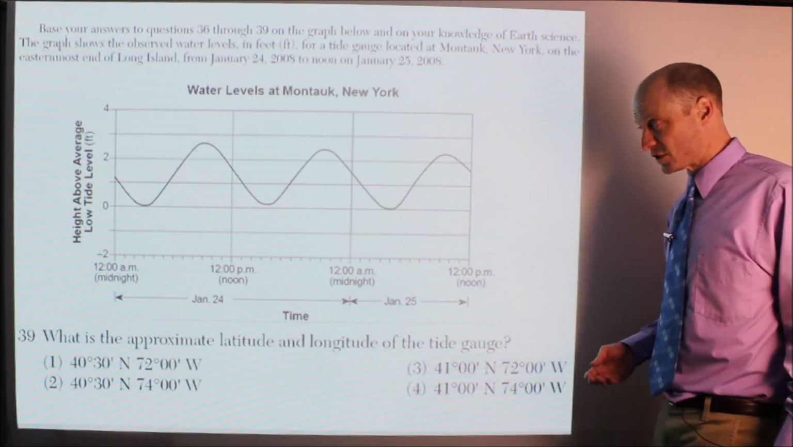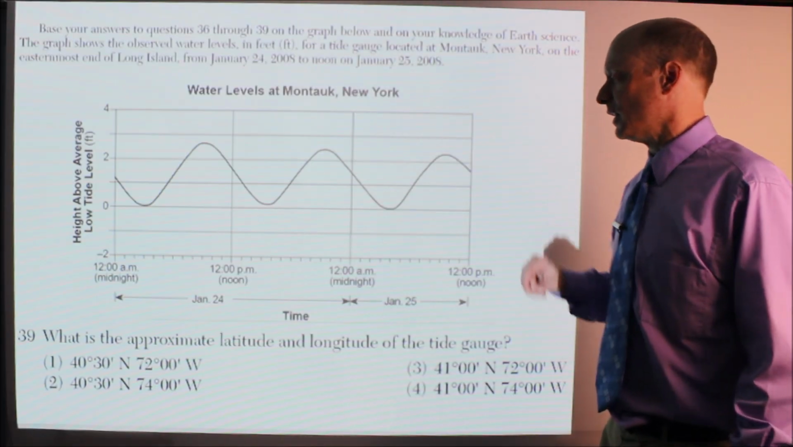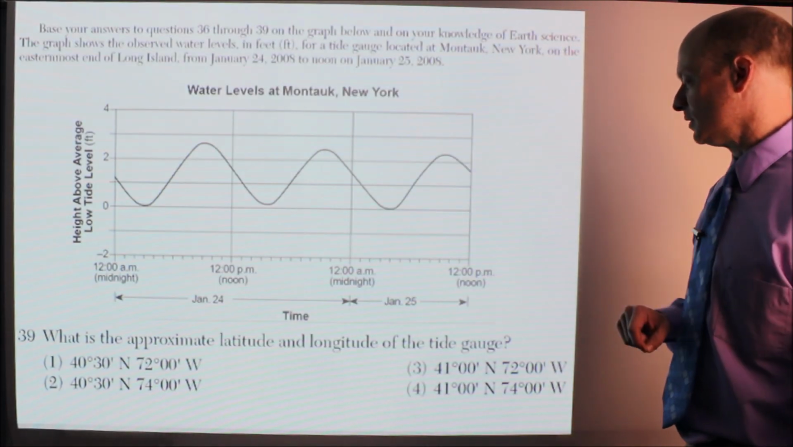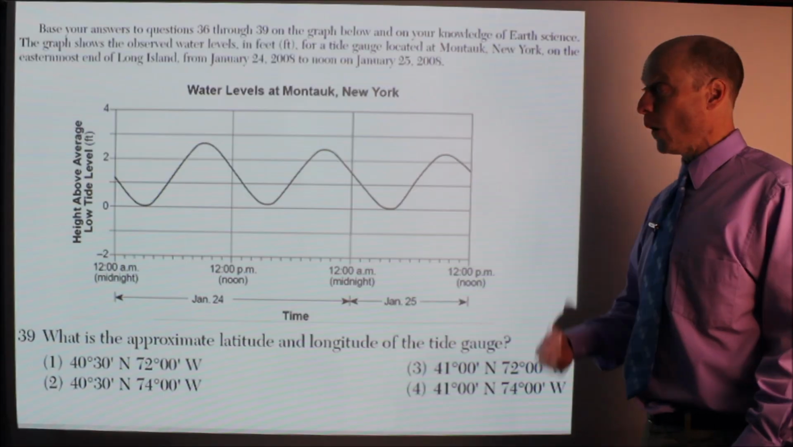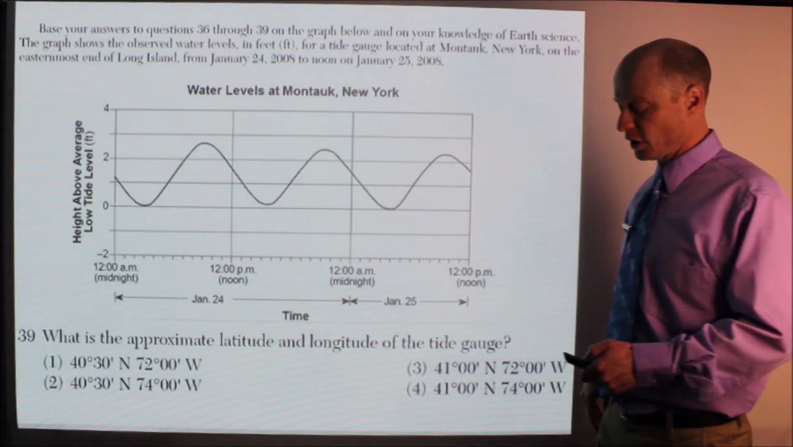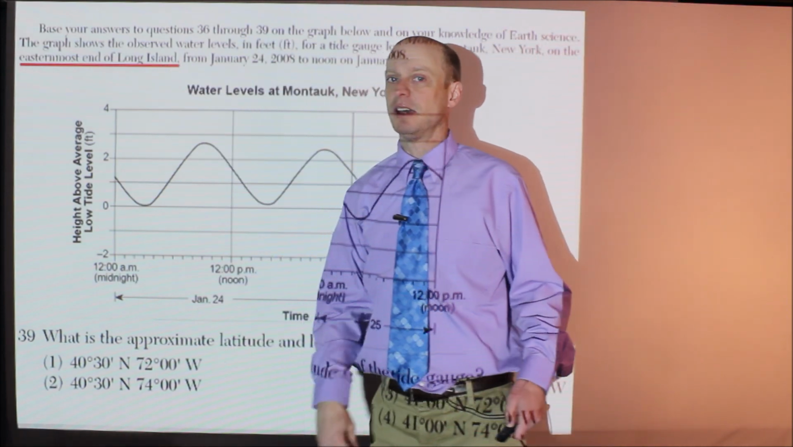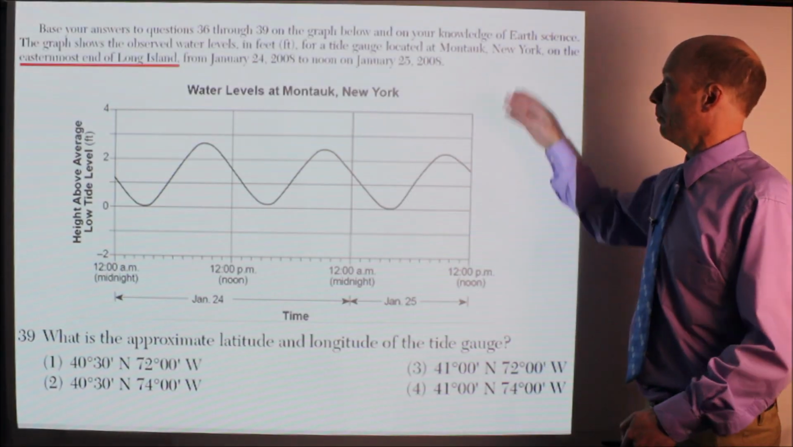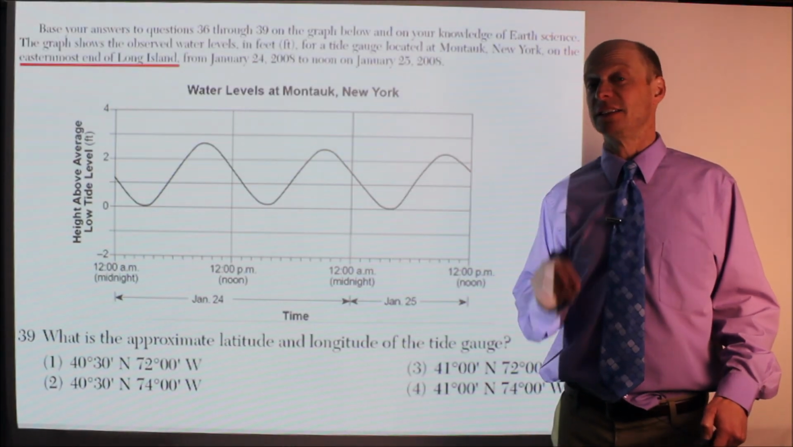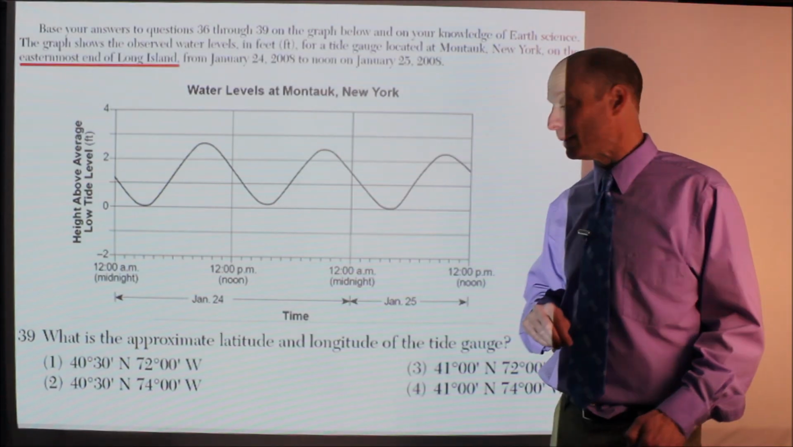Here's the last question on this set of graphs, and it doesn't have much to do with the graph. Check this out. It asks, what is the approximate latitude and longitude of the tide gauge? Well, this is where you've had to have read this, because look up here, it shows you where this is. It's on the easternmost end of Long Island, which is where Montauk is, but Montauk is not shown on the map. It's not labeled on the map.